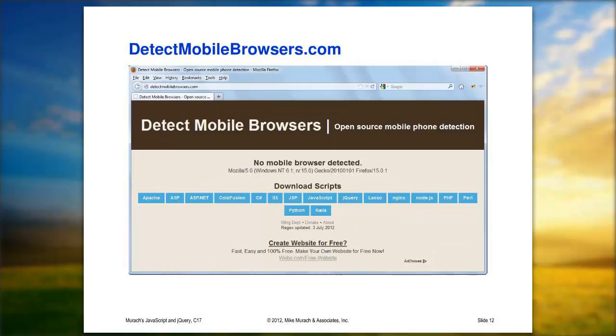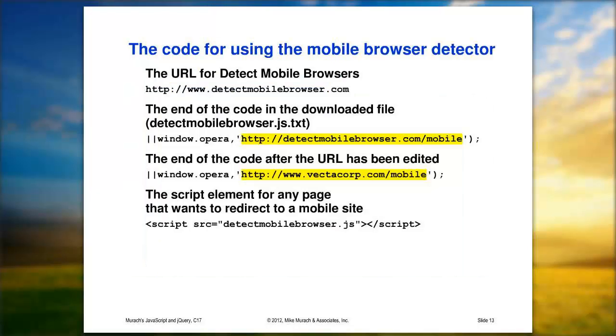detectmobilebrowsers.com gives you some very nice downloadable scripts. If you want to do it on the server, it has server-side scripts for you. If you want to do it in the browser, it has scripts written in JavaScript and jQuery. So this is already created for you. You don't have to figure it out on your own. It's amazing how much nice technology already exists at our disposal, although you do need to customize it a little bit.